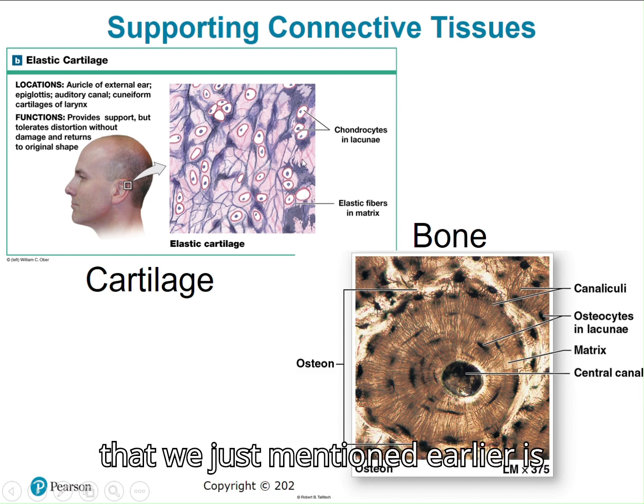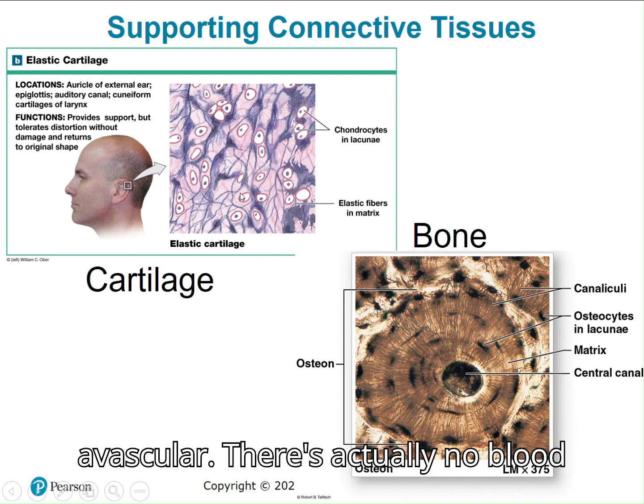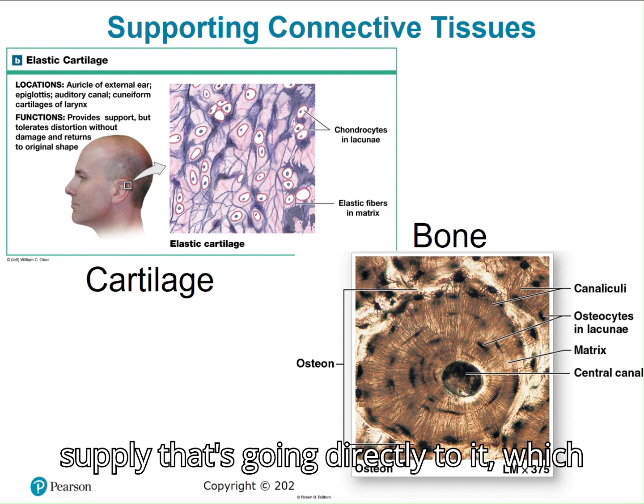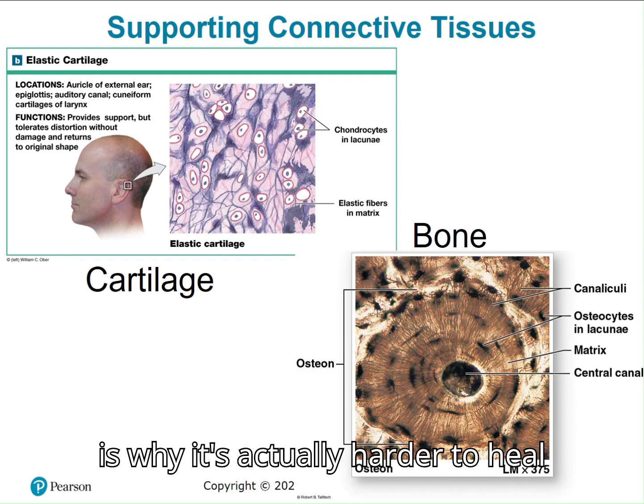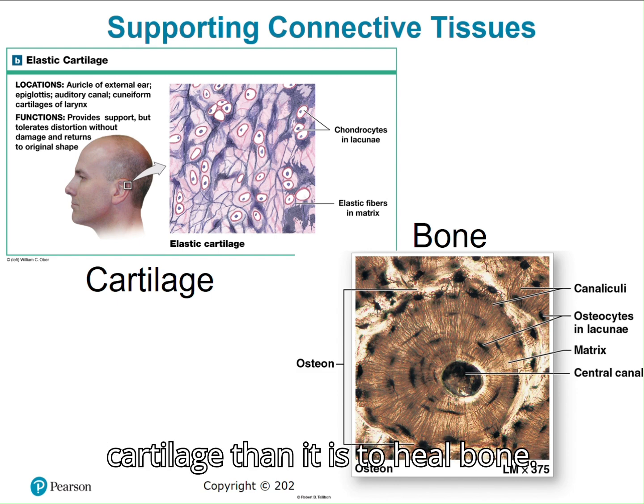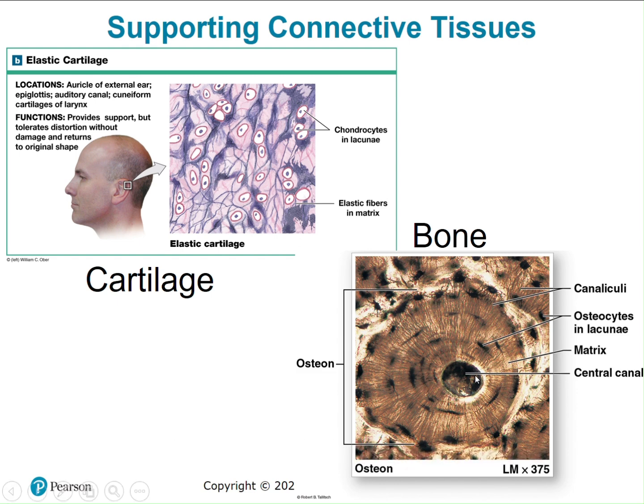Your cartilage that we just mentioned earlier is avascular. There's actually no blood supply going directly to it, which is why it's harder to heal cartilage than it is to heal bone.